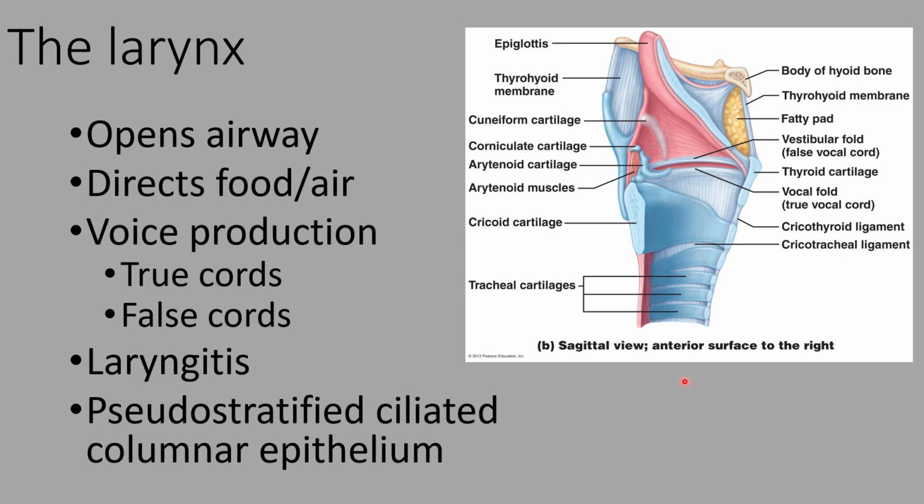Now, the larynx is primarily lined with stratified squamous epithelium, but right below the vocal cords, there's quite a bit of pseudostratified ciliated columnar epithelium, and then that pseudostratified ciliated columnar epithelium continues to increase and go all the way down through the trachea.